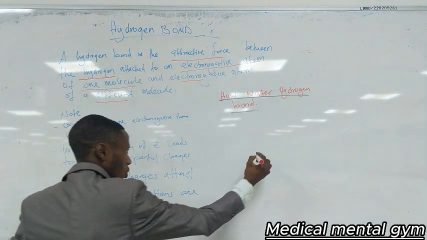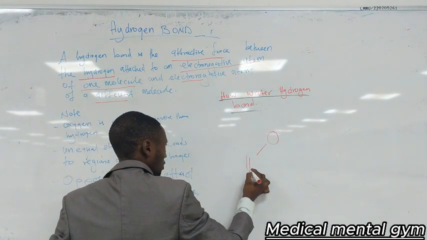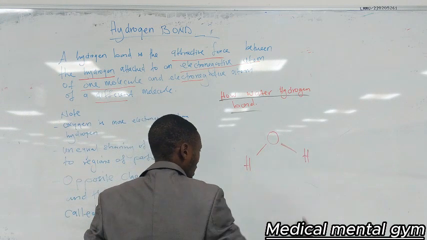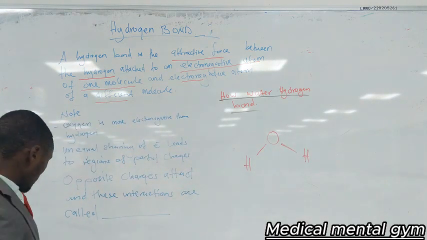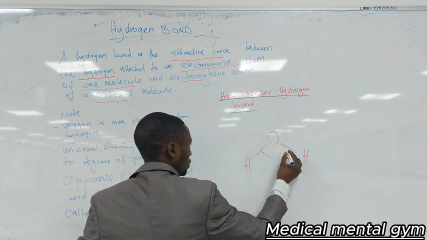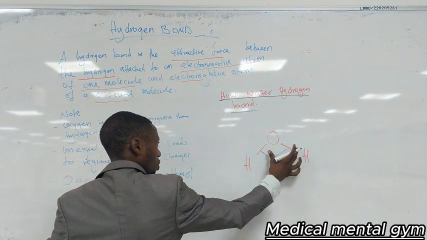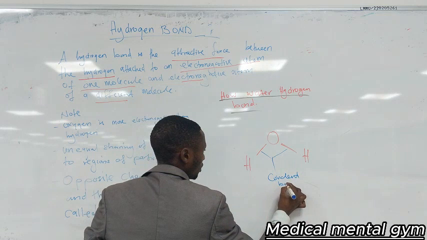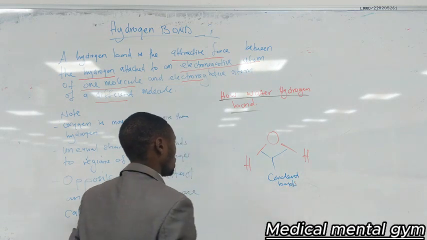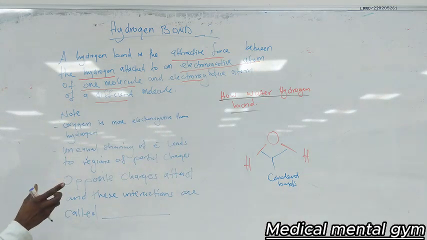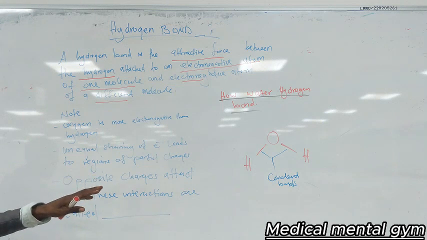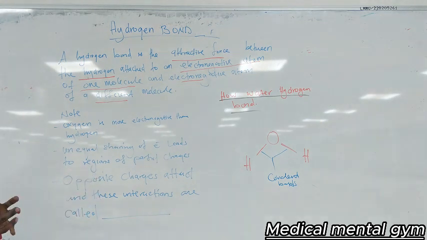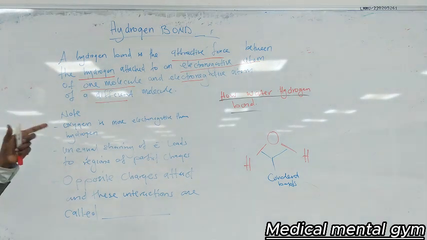Let's draw the water molecule here. So we have that. We should understand that here we're not talking about these bonds here, no. These bonds here are covalent bonds. So let's go through these points so that we learn critically what happens when water is forming hydrogen bonds, and we'll have a basic understanding of hydrogen bonds.